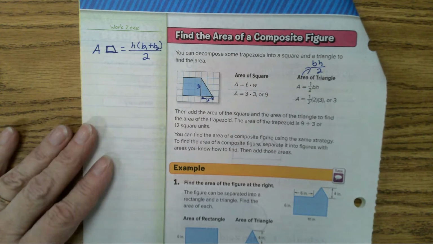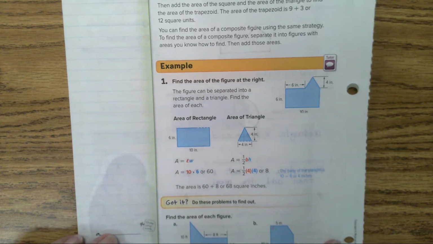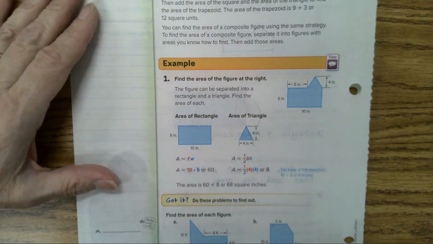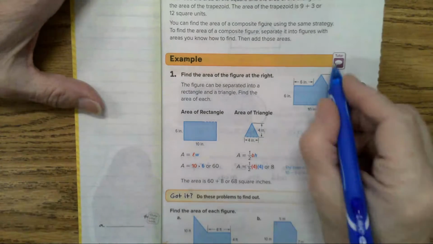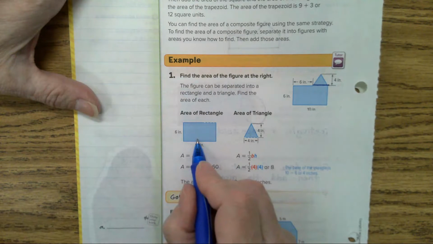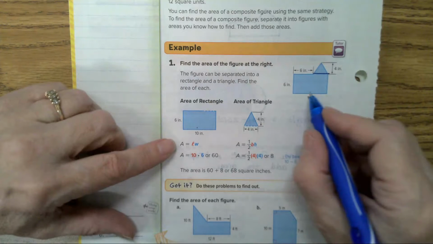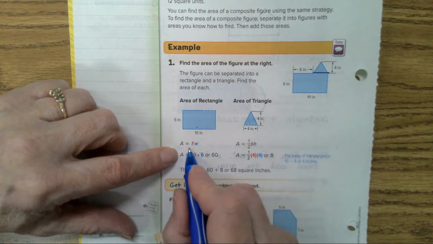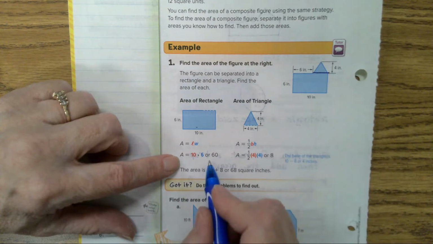All right, now let's go on and do example 1. This is really more of a traditional composite shape. Find the area of the figure at the right. Well, let's just cut it right here. It's a rectangle and a triangle, right? The area of the rectangle, they write the formula, length times width. That's 10 times 6, which is 60.